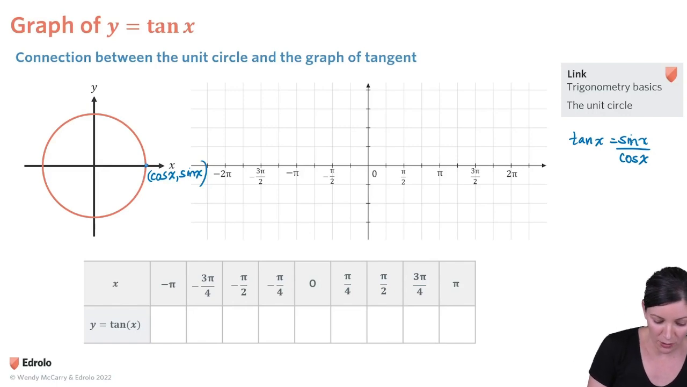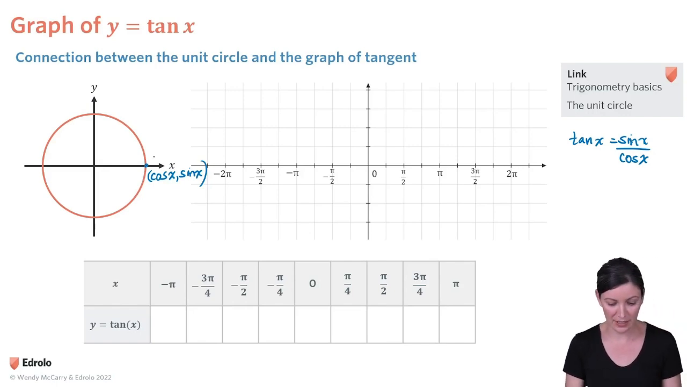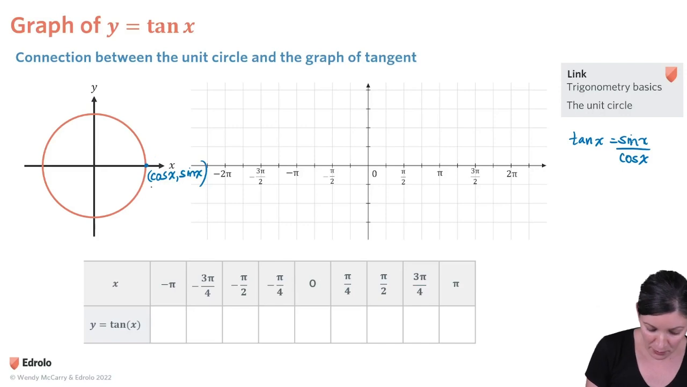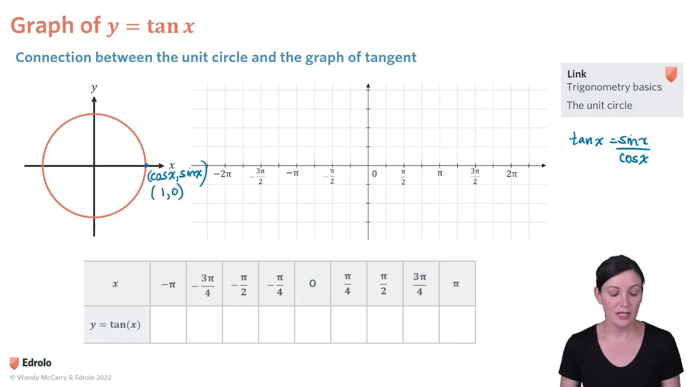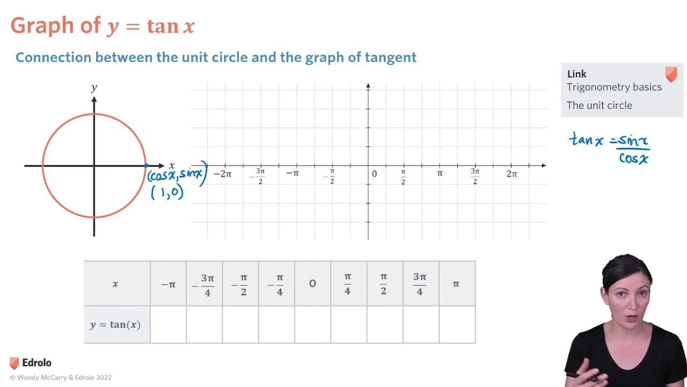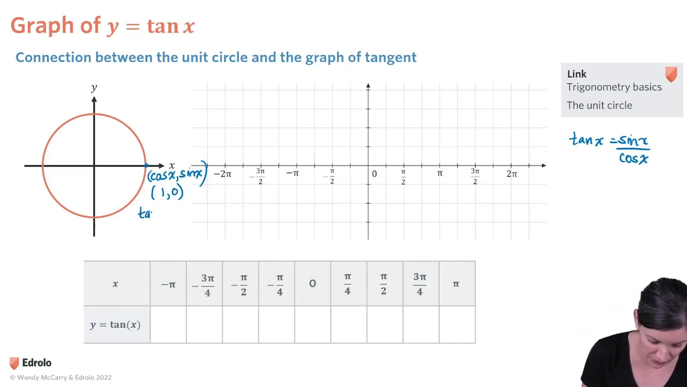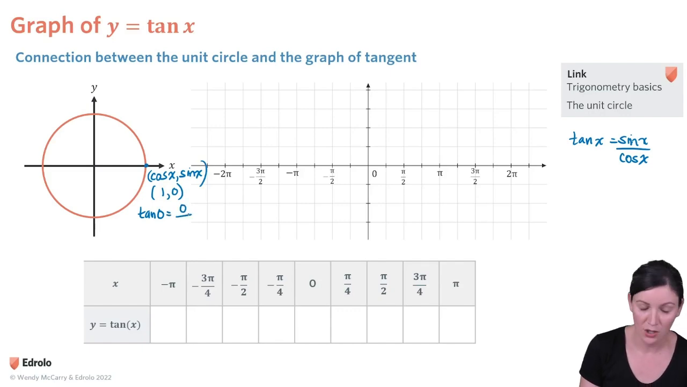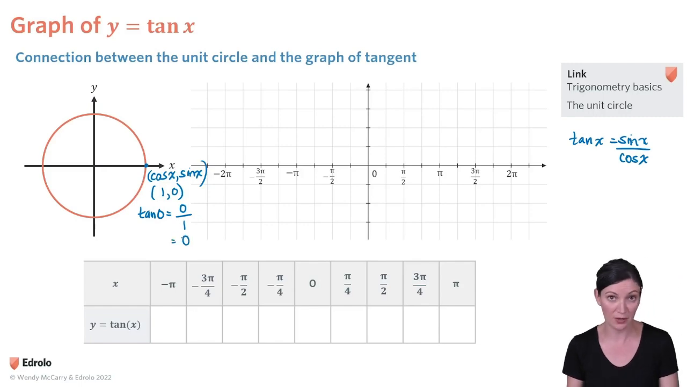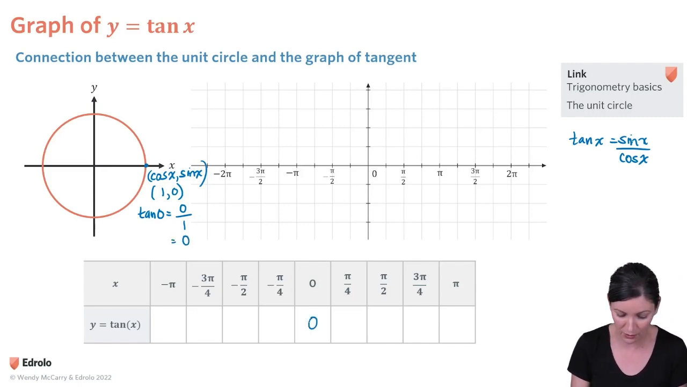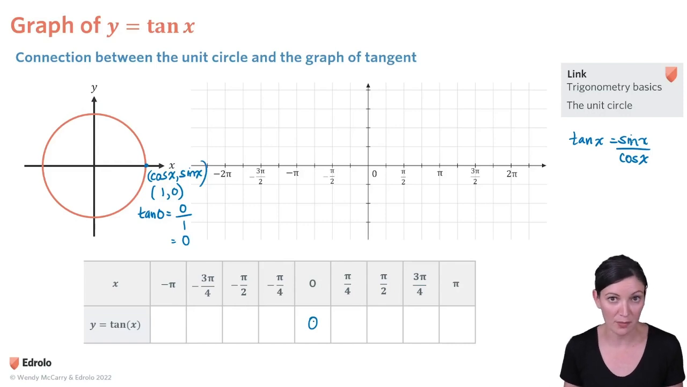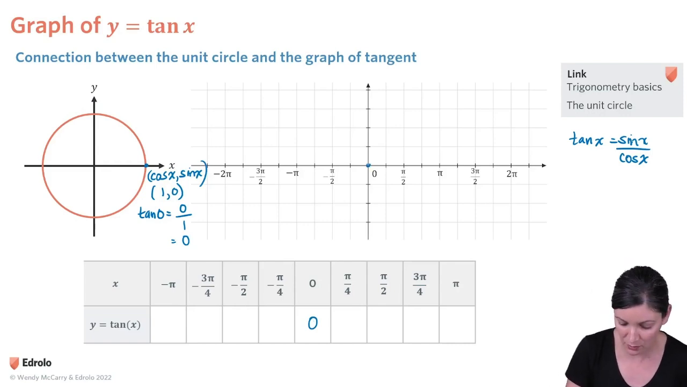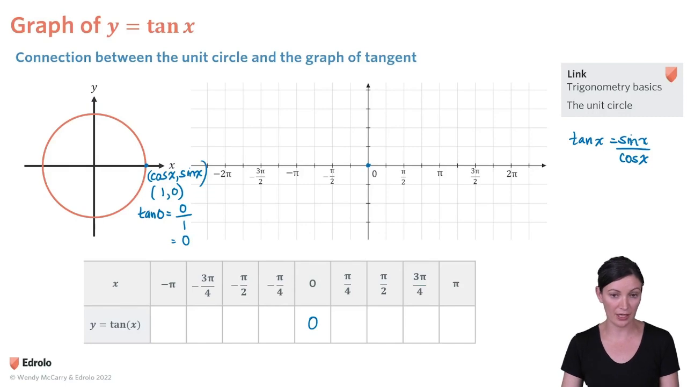So let's start right here where I've started, where we have the angle 0. So this point here is the point 1, 0. So if I'm doing sine over cos, so tan of 0 would be the sine of 0, which is 0, over the cos of 0, which is 1. So that's just equal to 0. So the tan of 0 is 0. So I'm going to mark that point in on my graph. So we've got our point going through the origin there.